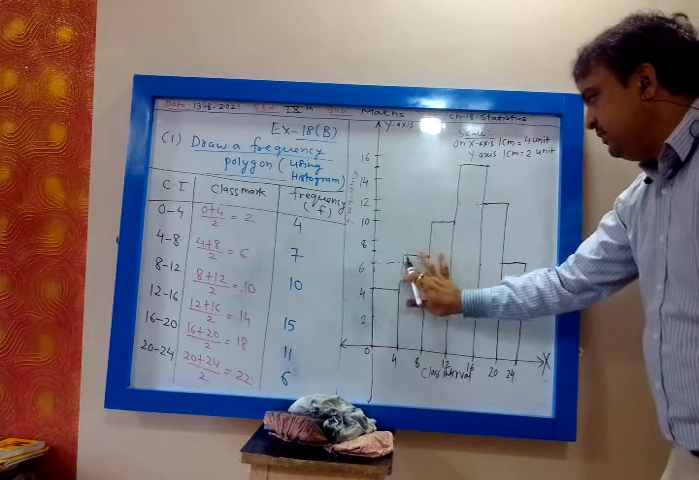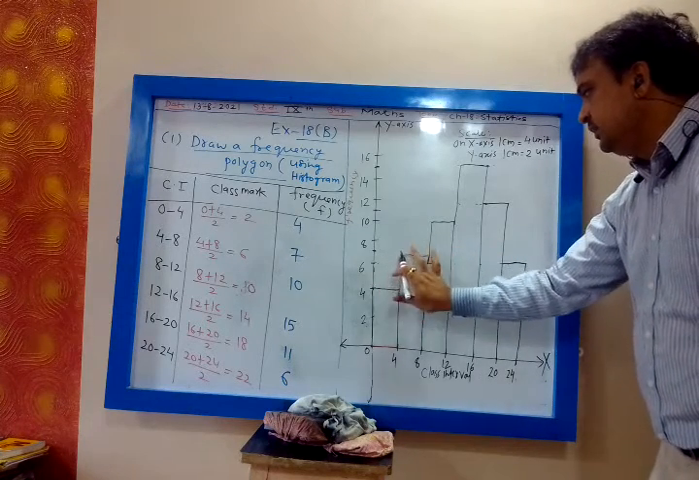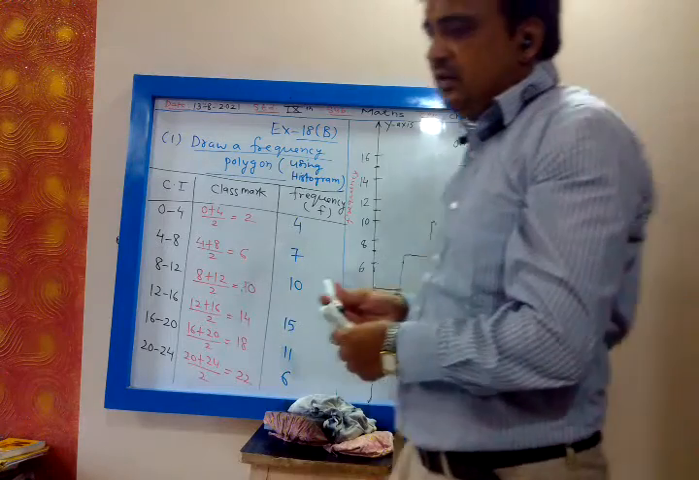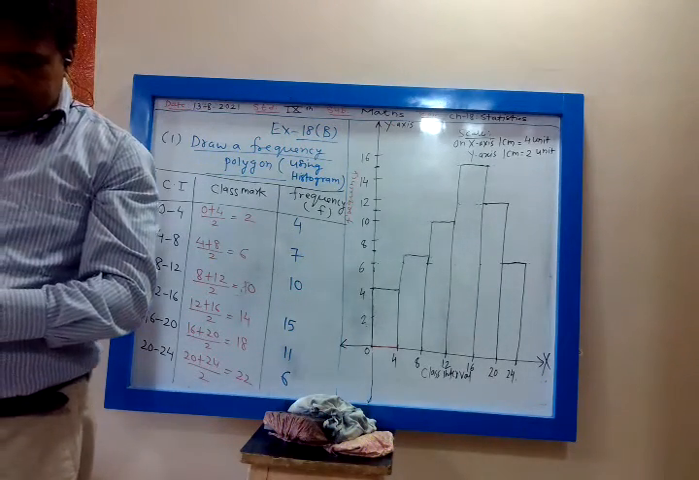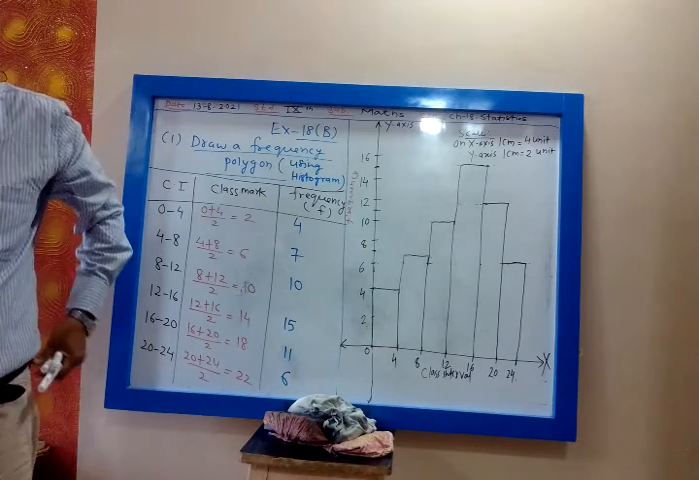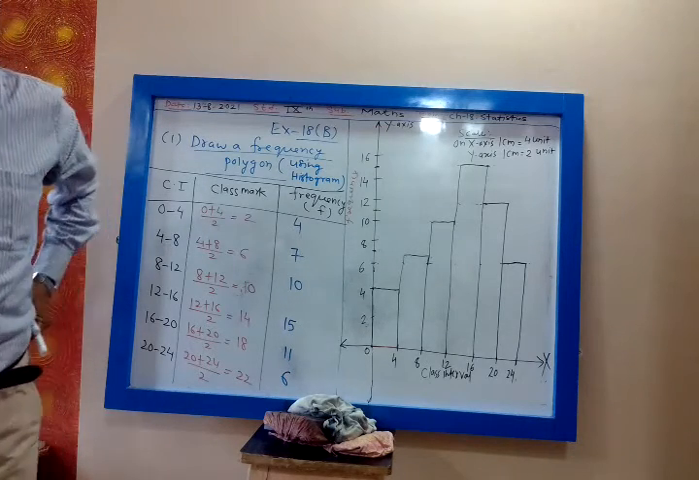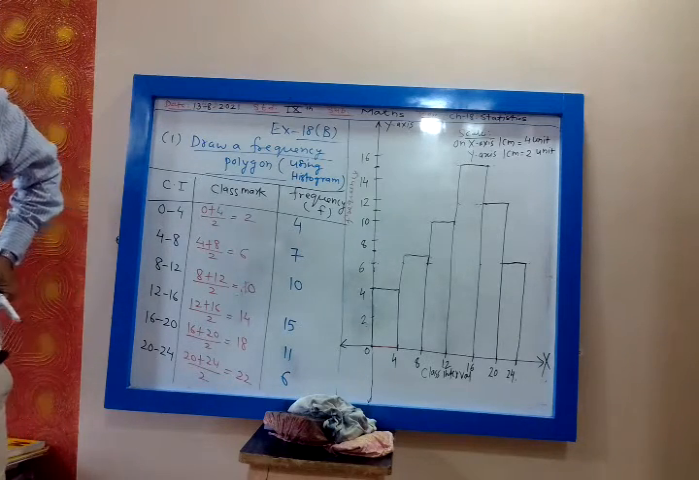So this diagram is called a histogram. These rectangular boxes are called histogram. Is it clear? These are called histogram.